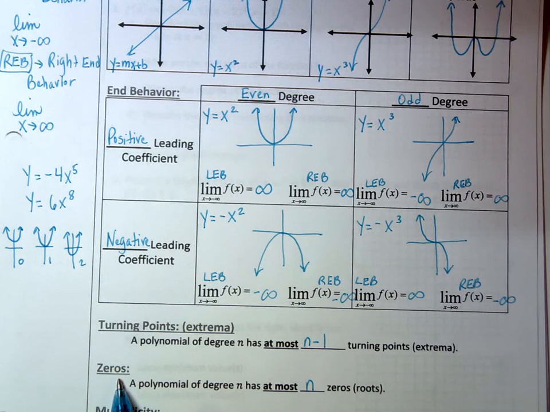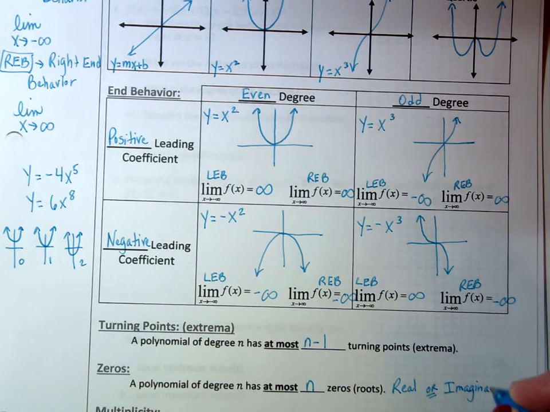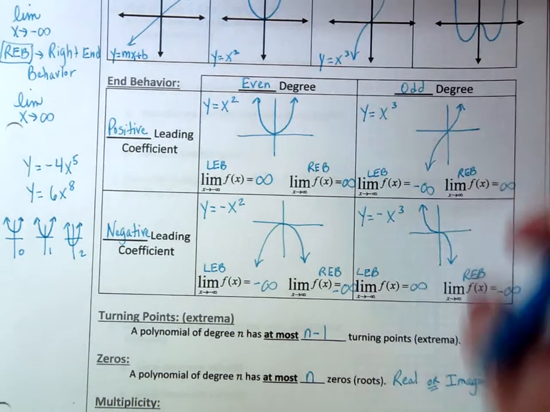So the zeros or solutions of a polynomial, it has at most that many. Some of them are going to be real, and some of them are going to be imaginary. We saw that in that last section that we just did. We solved for all sorts of solutions. Some were real and some were imaginary.